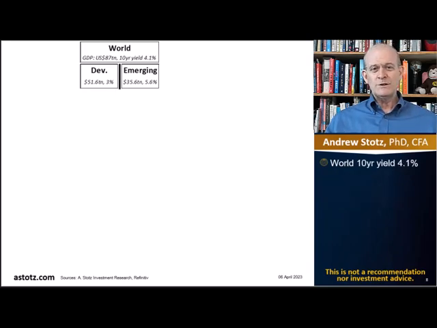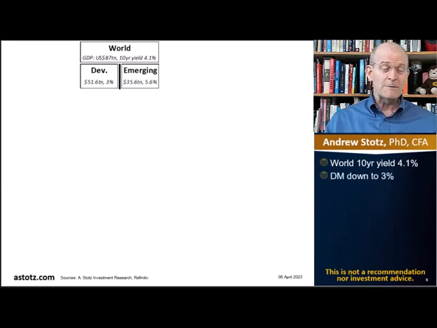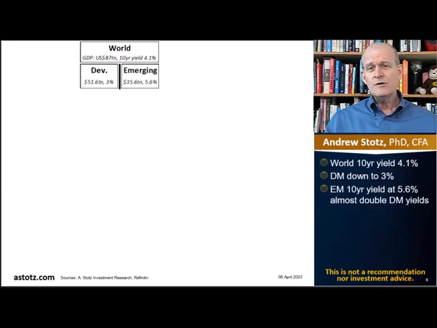Now, what's important is what's going on with long-term rates. So here I look at 10-year yields, and what I see is the world 10-year yield is at 4.1% right now, and developed market is down to about 3%, and emerging markets' 10-year yield is at about 5.6, which is almost double the developed market yields.